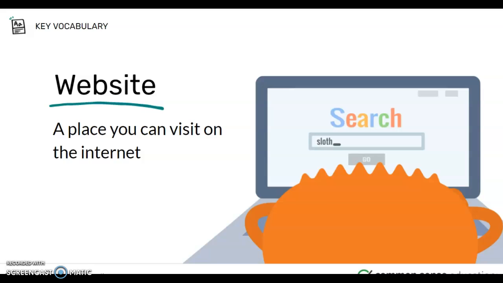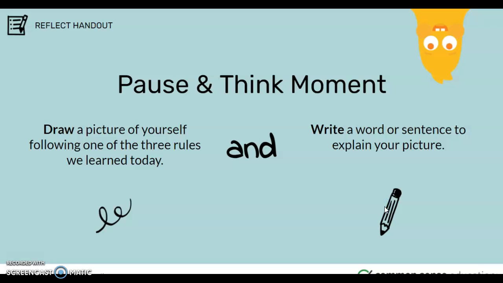Finally, we're going to do a pause and think moment where we either draw a picture of yourself following one of the 3 rules that you learned today, and write a word or sentence to explain your picture. This pause and think moment summarizes everything we learned in the lesson.